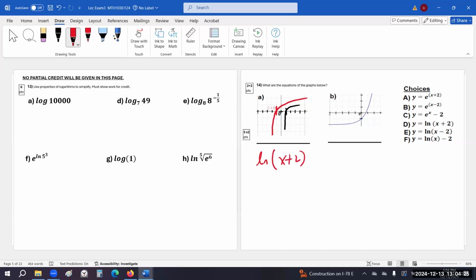The solution I posted, I had this question wrong. I have to fix it. Okay? So I said it's E, but it's not E, it's D. This is D. The right answer is D. E is wrong because minus 2 is supposed to go left, but it goes right.